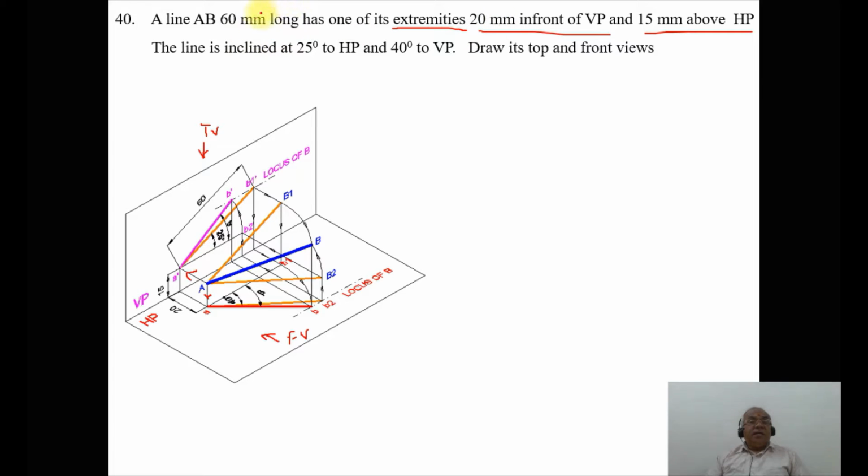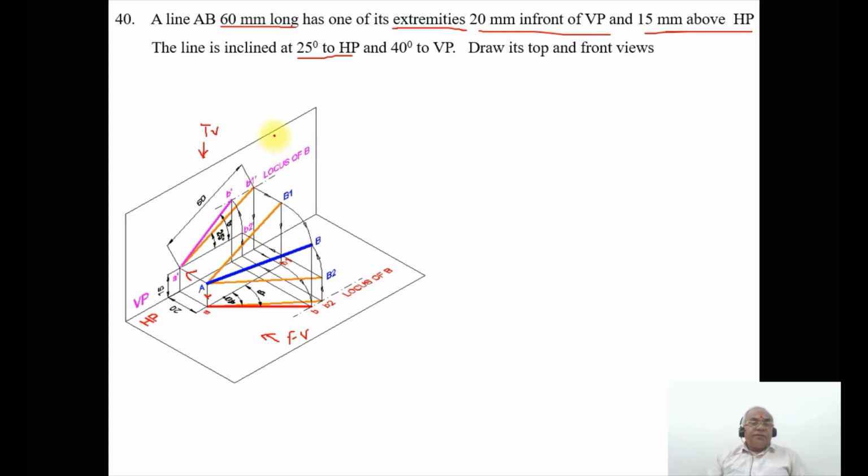And as he says, the line AB, 60 mm long, is inclined at 25 degrees to HP. That means he has given the true inclination of the line. So true inclination is what? It is the true length and inclination. So you take 15 mm above HP, from here, and from here you draw a line inclined at 25 degrees to HP. And this point will be B1.